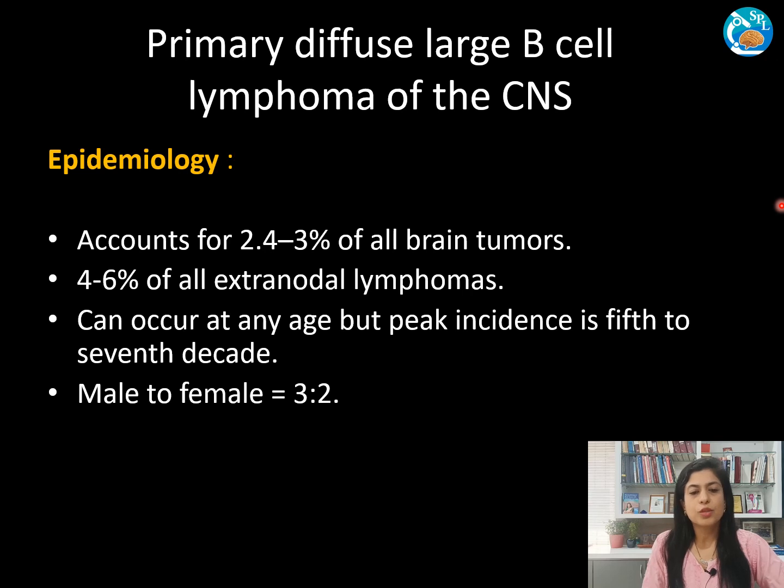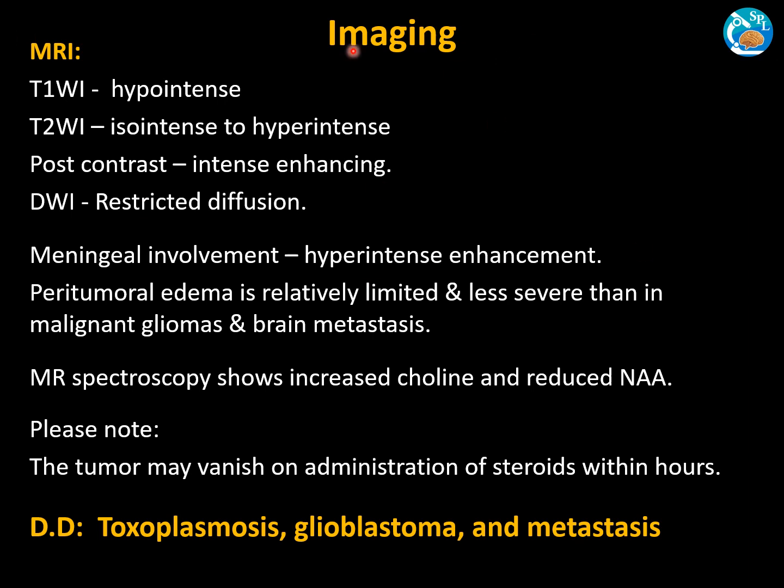Primary diffuse large B-cell lymphomas of the central nervous system account for less than 3% of all brain tumors and 4 to 6% of all extranodal lymphomas. They can occur at any age. However, the peak incidence is found in the 5th to 7th decade, and in our last 4 cases, almost all patients were in their 60s. Males have slightly more preponderance.